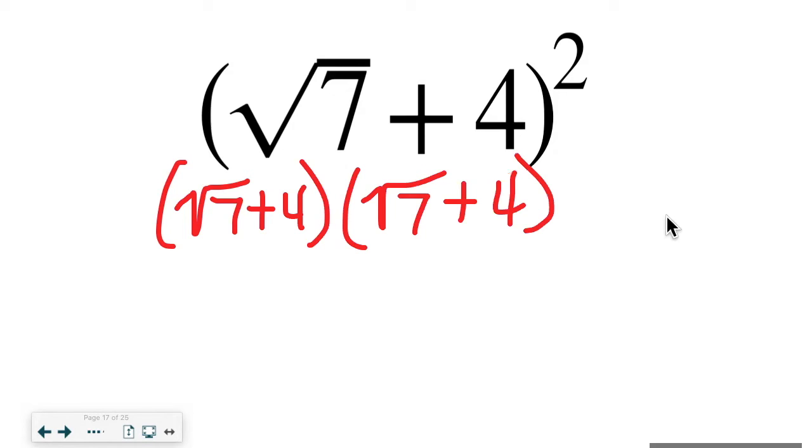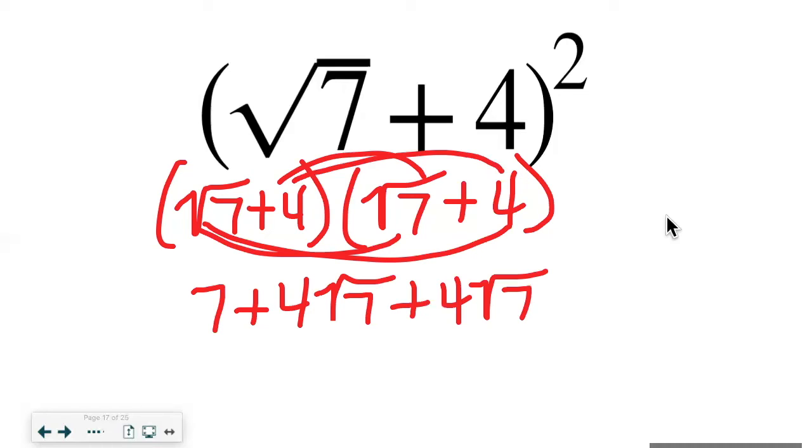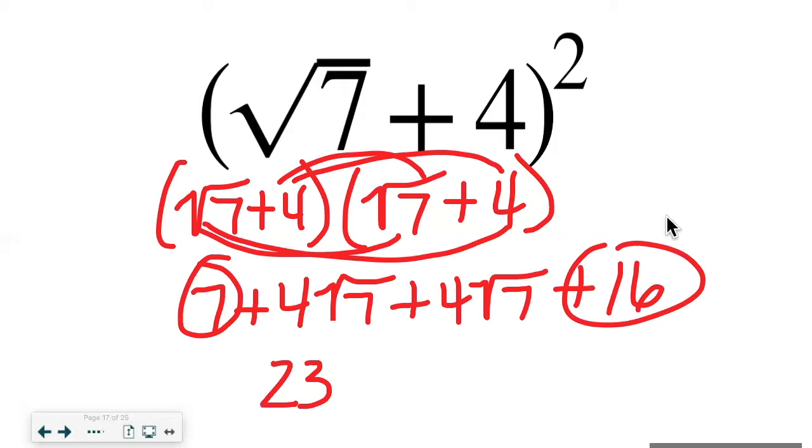So again, applying FOIL, or first, outside, inside, last, you would multiply the square root of 7 times the square root of 7, which would be the square root of 49, which is 7. Square root of 7 times 4 would be 4 times the square root of 7. We're doing that again. It's part of that pattern. And then 4 times 4 is 16. So we can combine our whole numbers, our constants, to get 23. And then we can combine our 4 square roots of 7 to get 8 square roots of 7.